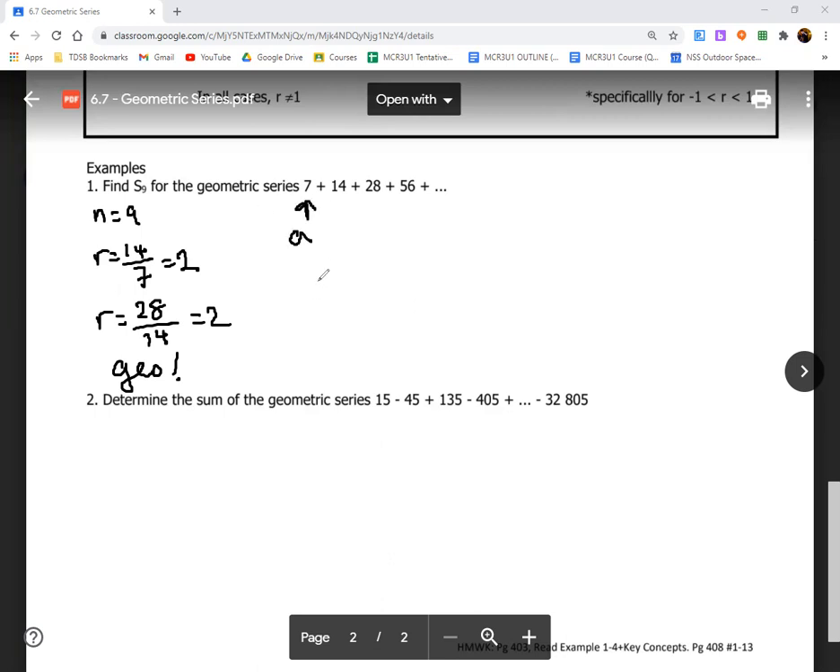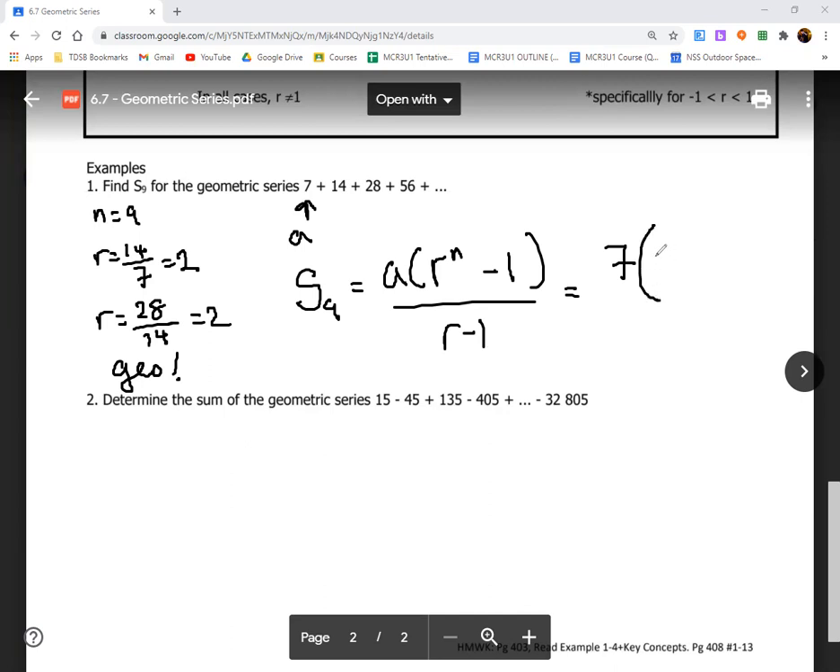The question already gives you my A value, so this I'm already done. S9 is A times R to the n minus 1, over R minus 1. That is 7 times 2 to the power of 9 minus 1, over 2 minus 1. I know that looks weird compared to all the other formulas you've done, but again, it makes sense. Let's calculate this out. We should get 3,577.